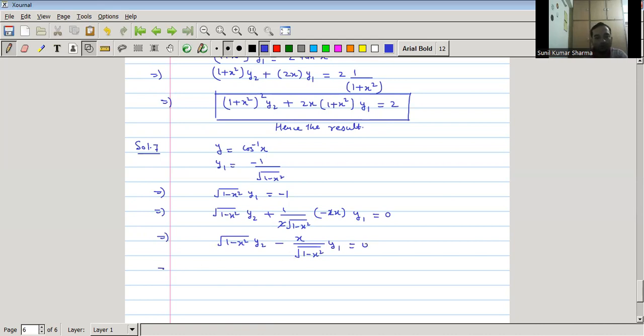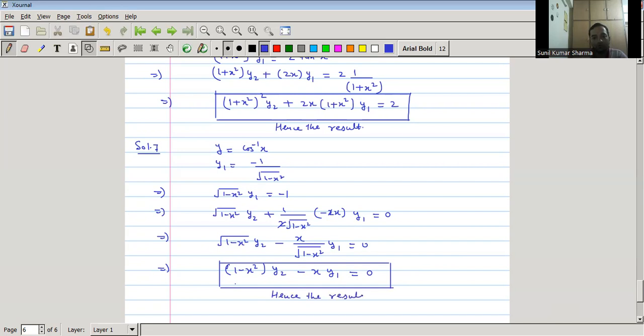So taking LCM, we get (1 minus x square) y2 minus x y1 upon under root (1 minus x square) equal to 0. So when we multiply it by the denominator, we get this. So this is the result. Hence the result. So we have to prove this.